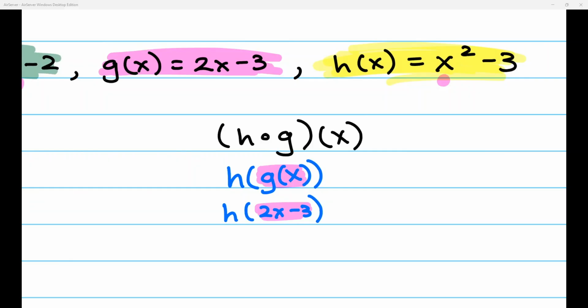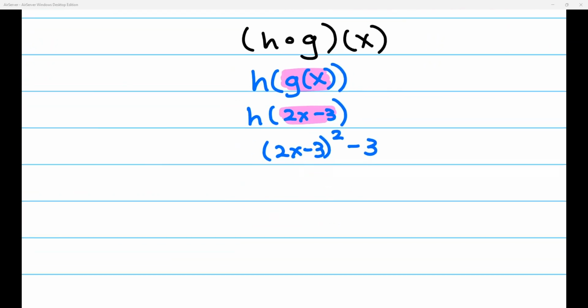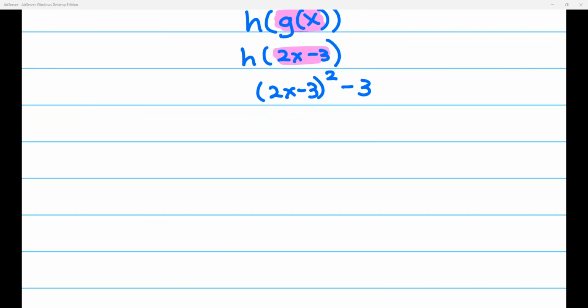Okay, so I'm going to write parentheses 2x minus 3. That's the pink stuff right here. What am I doing with this thing? Well, I need to square it, and then I need to subtract 3. All right, this is going to be a lot more work because that 2x minus 3, you're going to write as 2x minus 3 times 2x minus 3 minus 3.